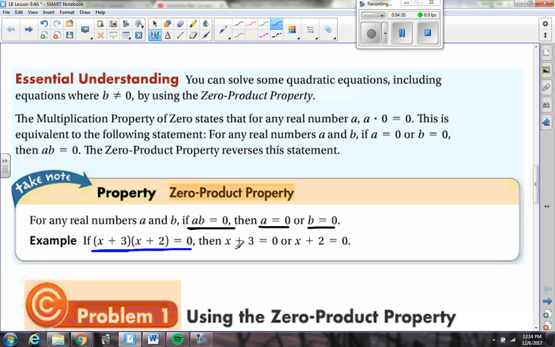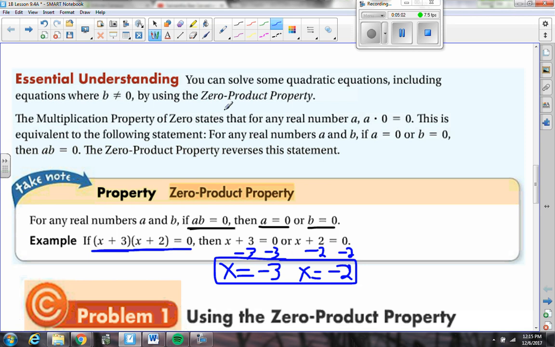Now, from each of those, we should be able to figure out what x equals, right? To get x by itself in this equation, I subtract 3 on both sides. And I get x equals negative 3. 0 take away 3 is negative 3. And then the other one, if I subtract 2 on both sides, I get that x is equal to negative 2. And those would be my two solutions, numbers for x that will make the equation true.